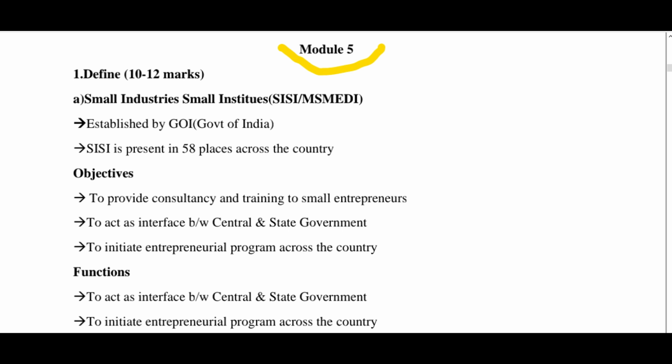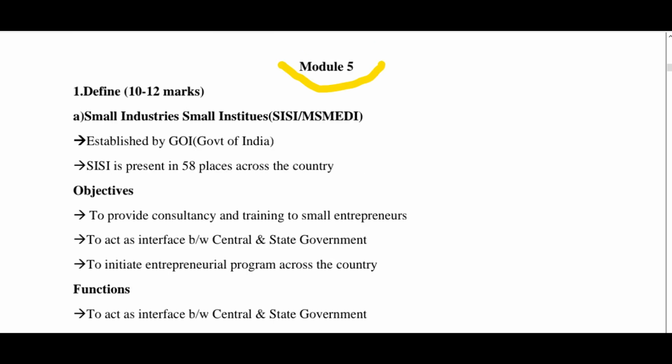You can write only three or 4 points in module 5, because all these questions will be asked in a group and not as a single question. They will not ask small industries, small institute, SISI, or MSME DI alone for 10 marks. They will always ask this in a group. This was established by the Government of India. SISI, Small Industry Service Institute, is present in 58 places all over the country.